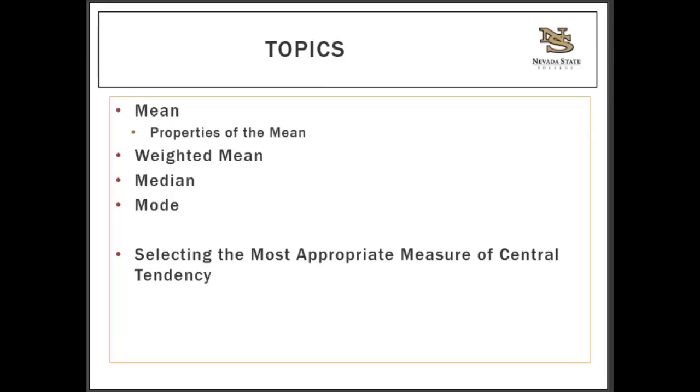So you'll see those listed right here under topics. I will also introduce you to the concept of the weighted mean, which is just a special version of the mean when you want to combine two means from two different sized samples together. And then I will end with how you figure out what is the most appropriate measure of central tendency to use based on the type of variable you're looking at and the shape of the distribution.